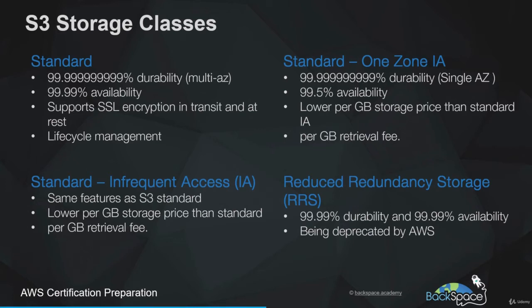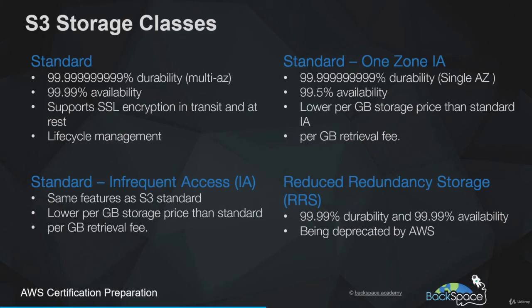And then we have standard one zone infrequent access, and that is durable, but only across a single availability zone. So it's different to standard infrequent access and different to standard in that it doesn't have multiple availability zones. So if the availability zone goes down, you could possibly lose your data. It's 99.5% available, so slightly lower, but it has an even lower per gigabyte storage price than standard infrequent access. And again, it has a per gigabyte retrieval fee.